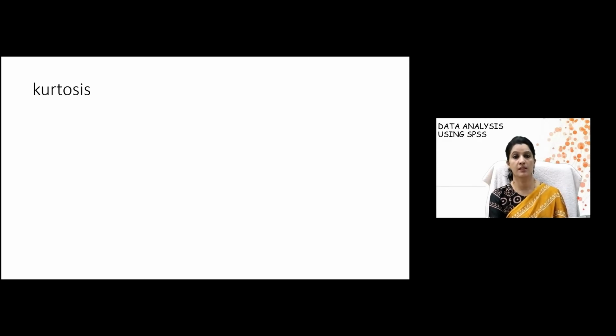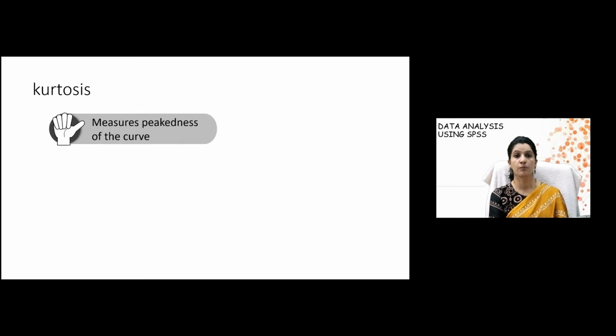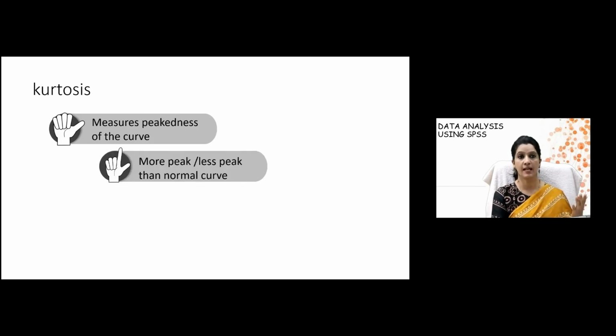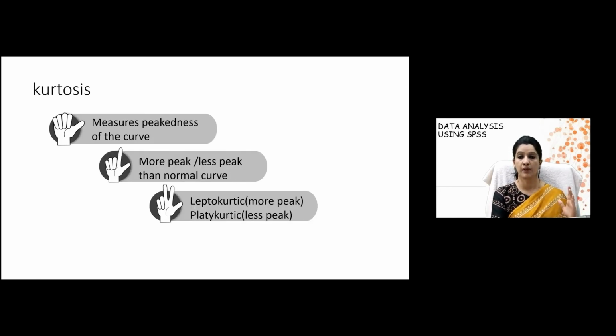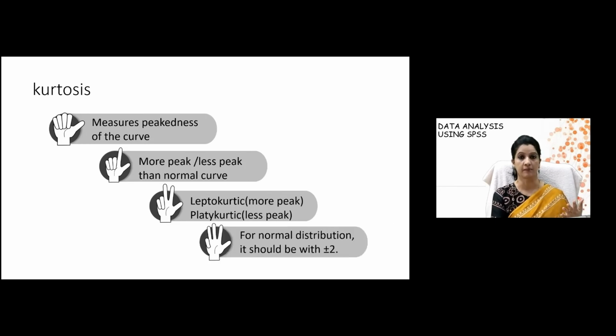Kurtosis measures the peak of the graph. So more peak graph, more kurtosis; less peak graph, less kurtosis. If it is a more peaked graph, we call it leptokurtic, and if it is less peaked, meaning flat, we call it platykurtic. And again, for normal distribution, the value should be plus minus 2.